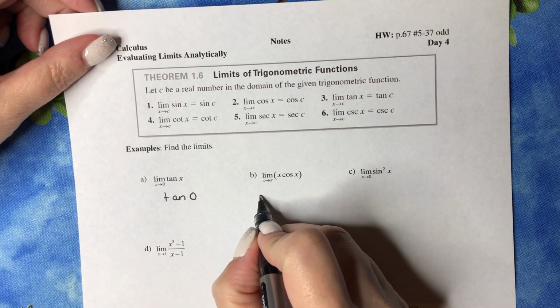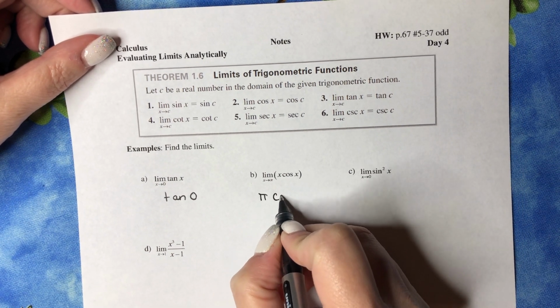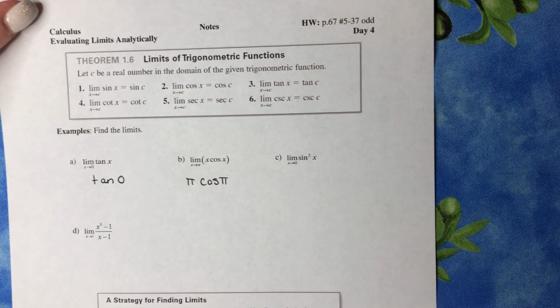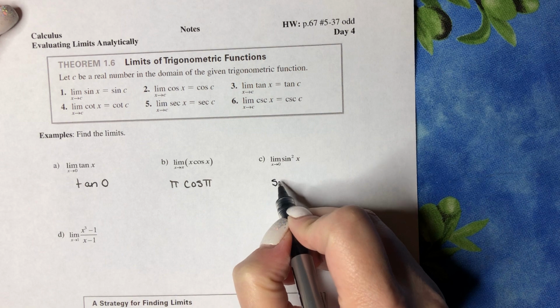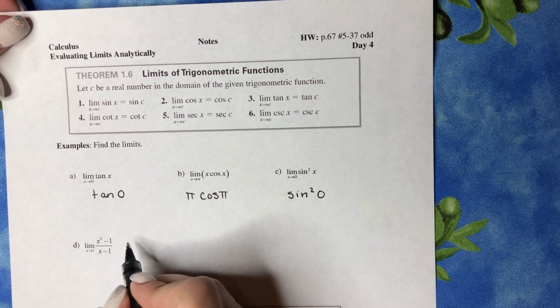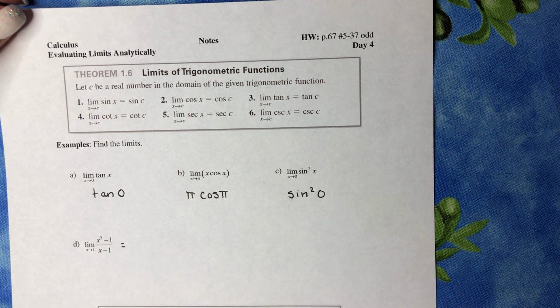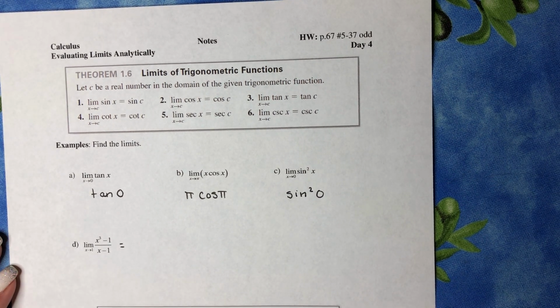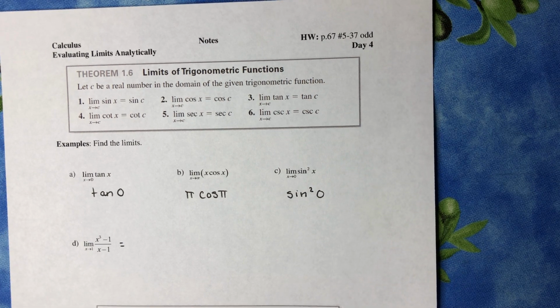Over here on this one, we have pi times cosine of pi. Again, I'm going to substitute that and clean it up in just a second. We have sine squared of 0. And then down here, oh no, if I substitute in, that's going to be a little bit of a problem. I'm going to come back to that one in just a moment. Let's focus on those trig functions.